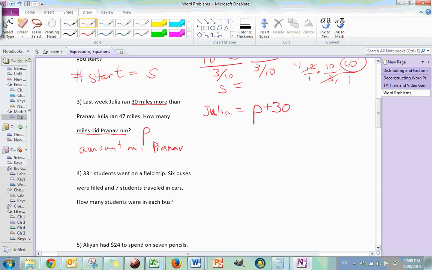And then we have another clue. The amount that Julia ran was 47 miles, so this number here is 47. So let's rewrite it, but with 47 instead. Okay, so there's our equation. Subtract 30 here. You could rewrite it if you need. And that comes out to 17 equals P. That's how much Pranav ran. Okay.